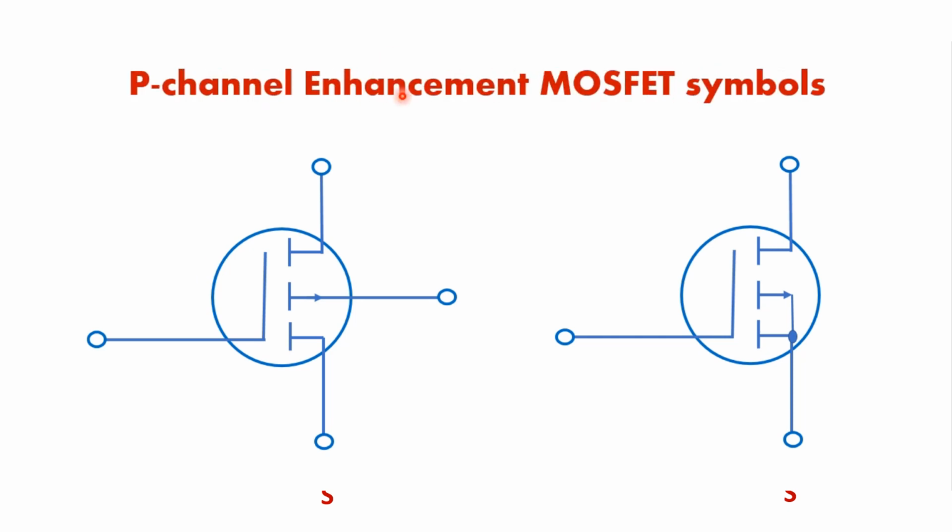P-channel enhancement MOSFET symbols. This figure shows the symbols for the P-channel enhancement MOSFET. Here are its terminals. The first is the gate, the second is the drain, the third is the source, and the fourth is the substrate. In this figure, this is the gate, this terminal is the drain, and this is the source.